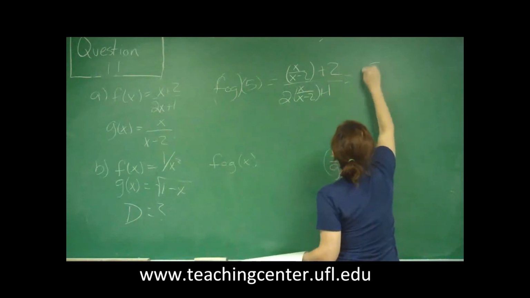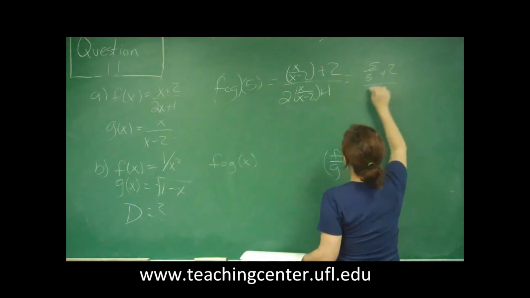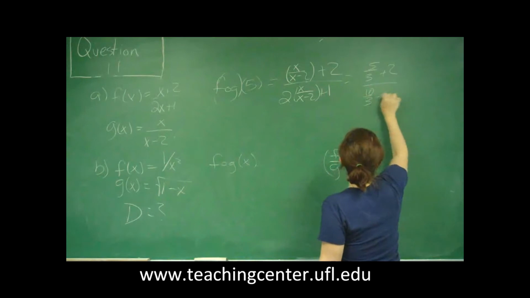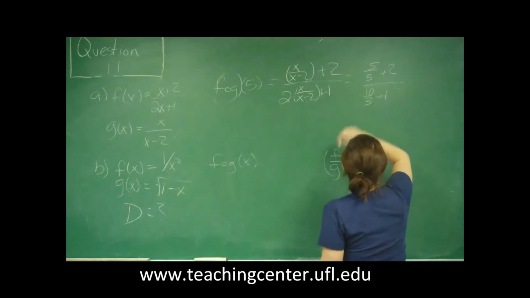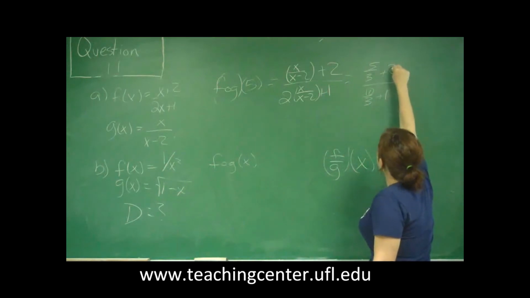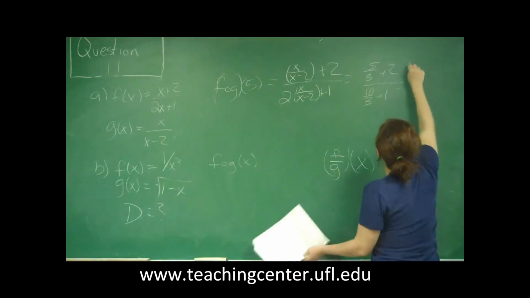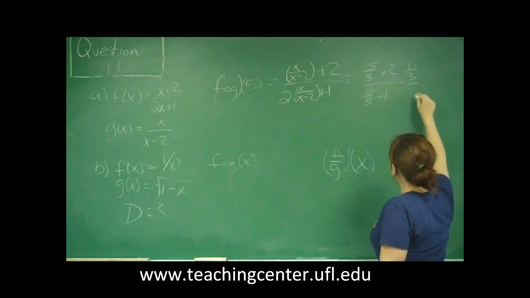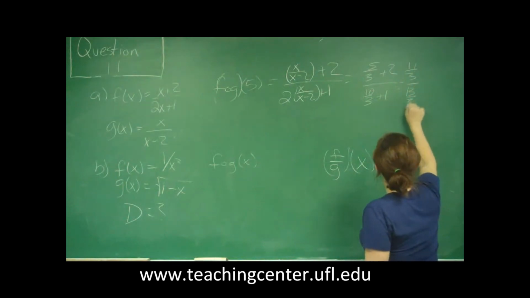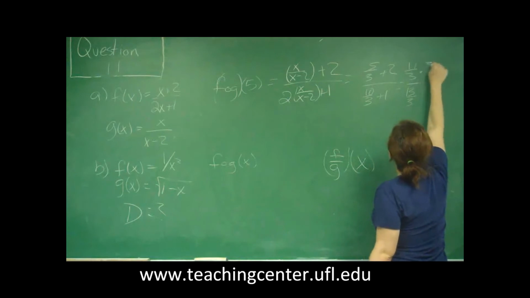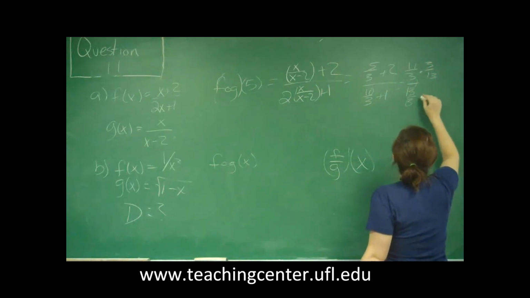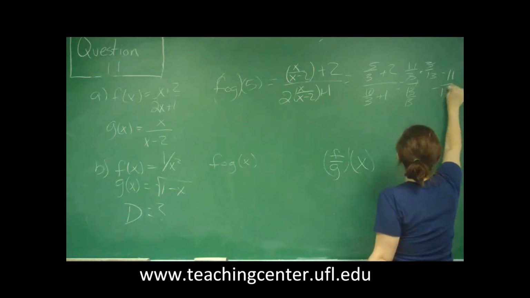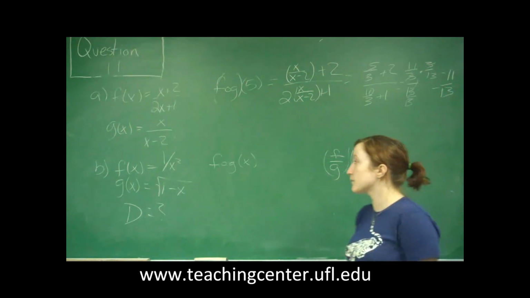That gives me 5/3 plus 2 over, this will be 5/3 times 2, which is 10/3, plus 1. So on the top, this is 6 over 3 plus 5 over 3, which is 11/3. And the bottom is 10 over 3 plus 3 over 3, so that's 13/3. Multiply the top by 3 over 13, and that will give us 11/13. So that's for the first part.